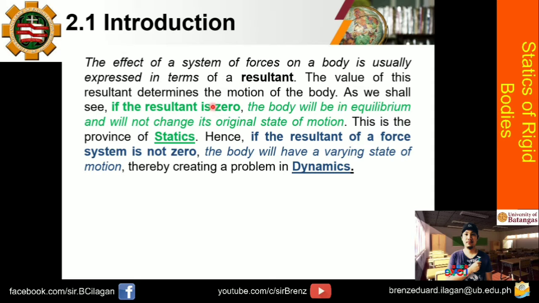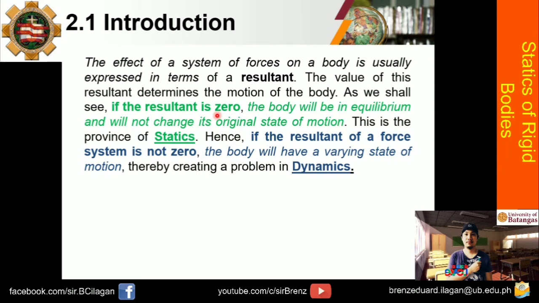So the value of this resultant determines the motion of the body. Okay. So next, as we shall see, I will highlight this. If the resultant is 0, the body will be in equilibrium and will not change its original state of motion. So again, if the resultant is 0, therefore the body is in equilibrium, or it will not change its original state of motion. So this is the province of statics. Okay, so that is our main concern. The resultant should be 0.